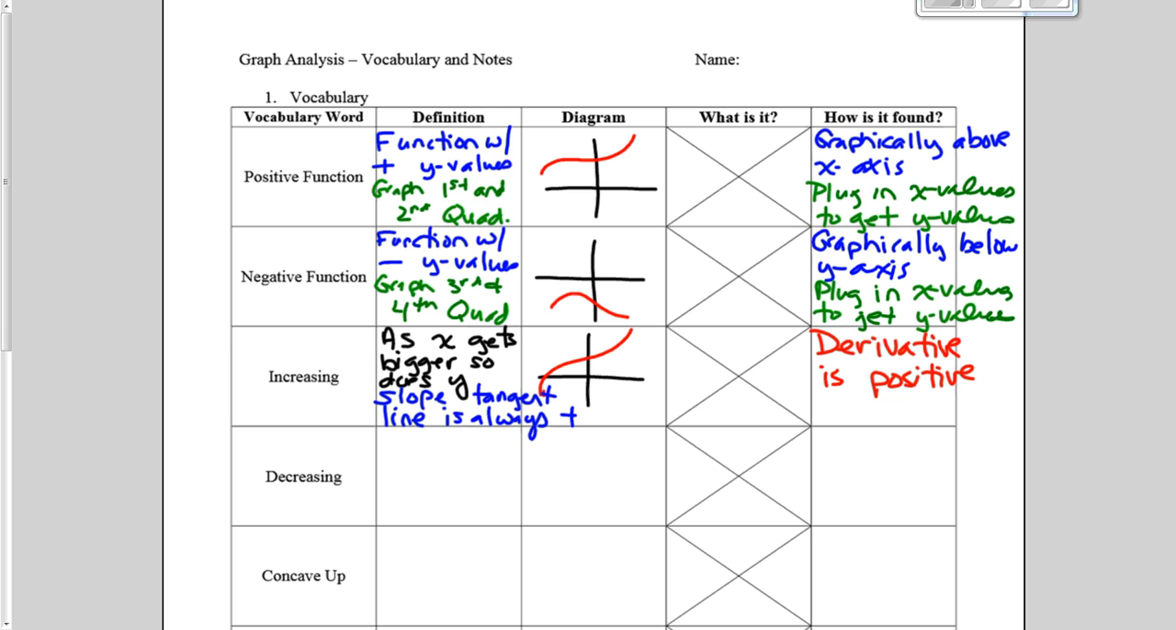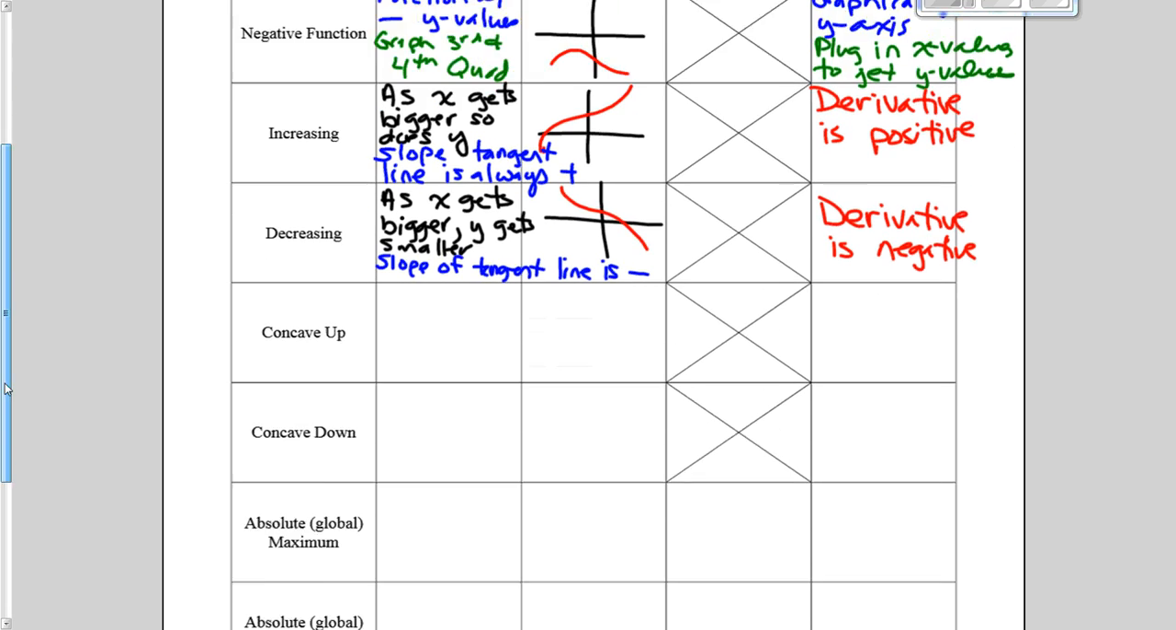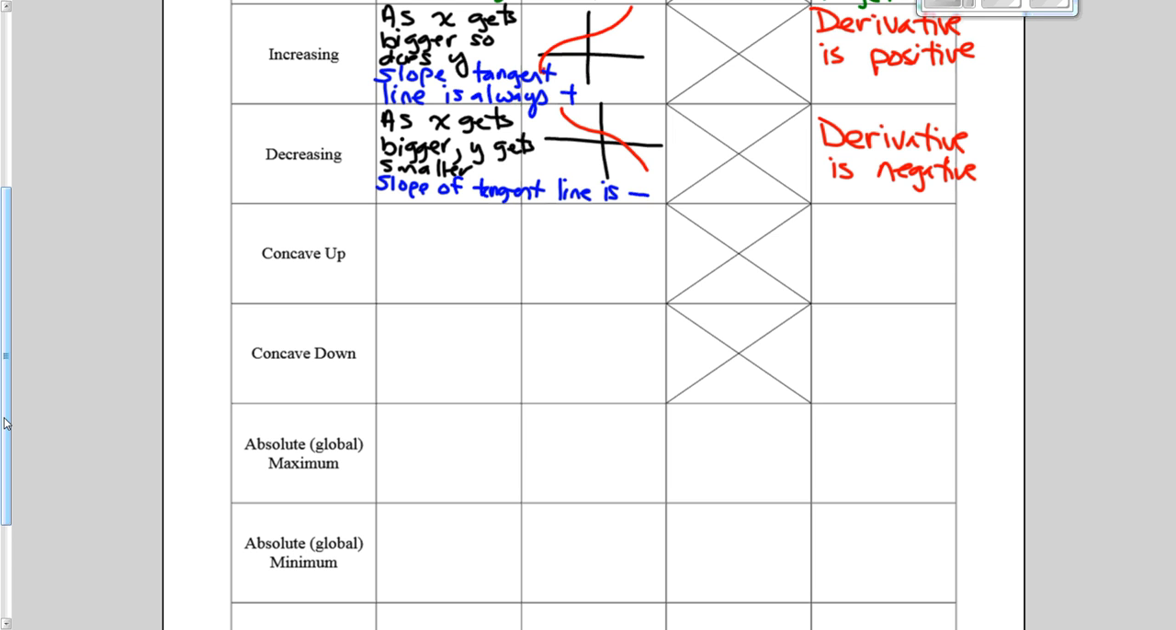At this point, I would like for you to do the decreasing. Go ahead, pause the video, and complete the row for decreasing. So here is the decreasing information. You might want to pause the video and make sure you have that all down.